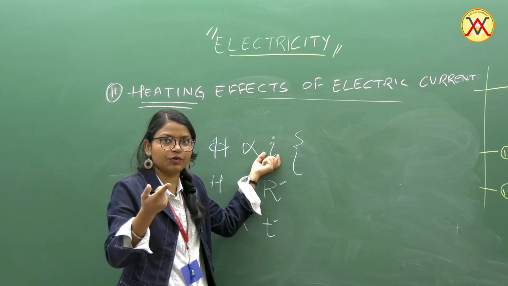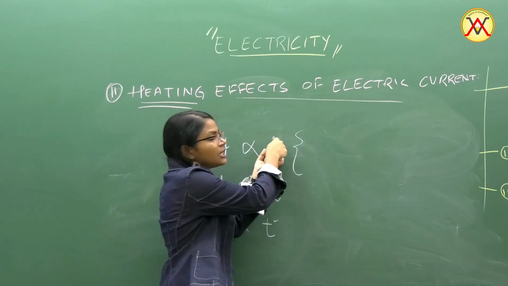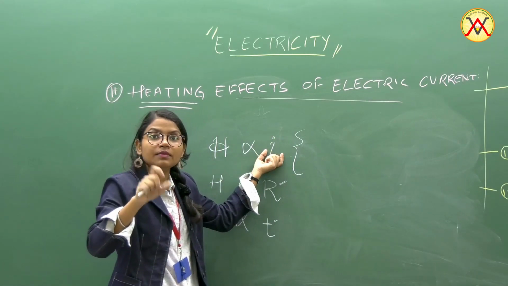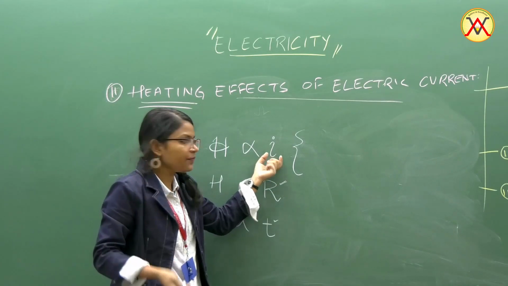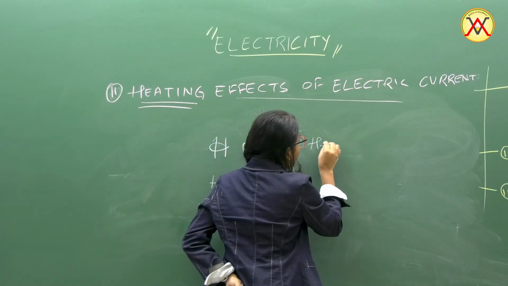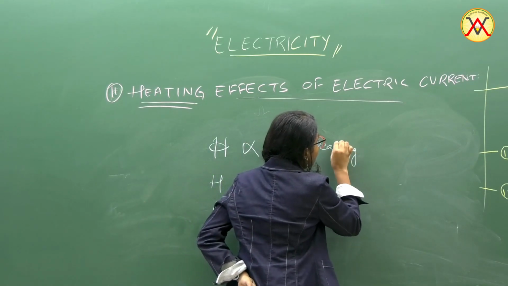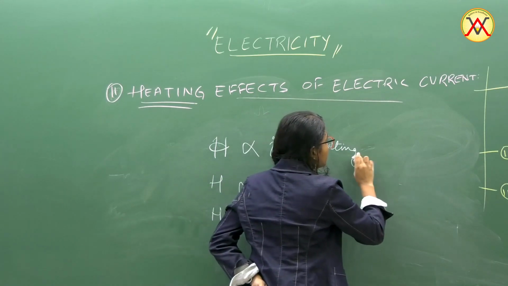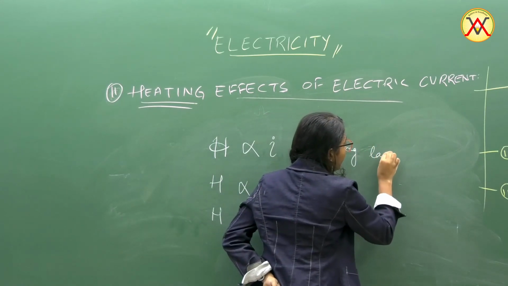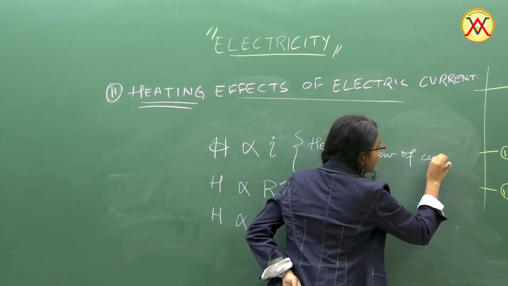If heat is less, light would be less. So when current increases, our bulb glows brighter. When current decreases, our bulb gets dimmer. This is called heating effect of current or heating law of current.